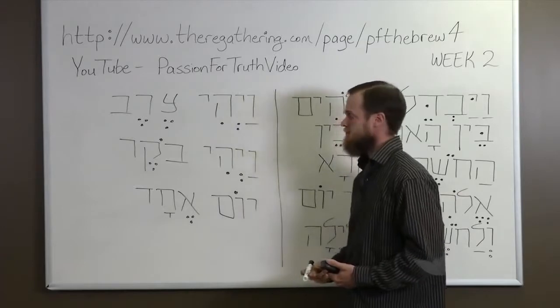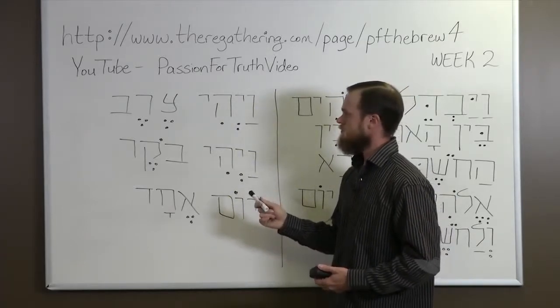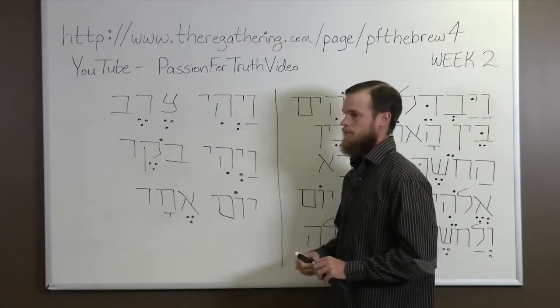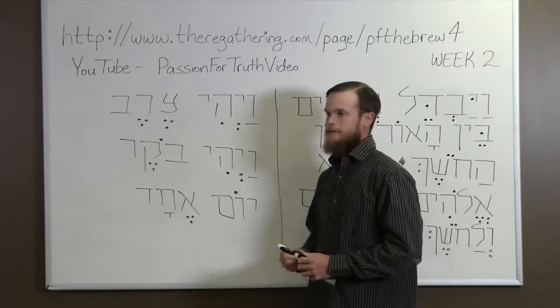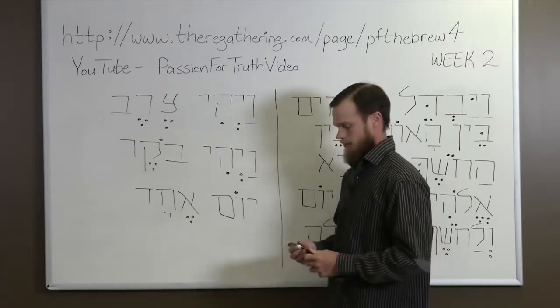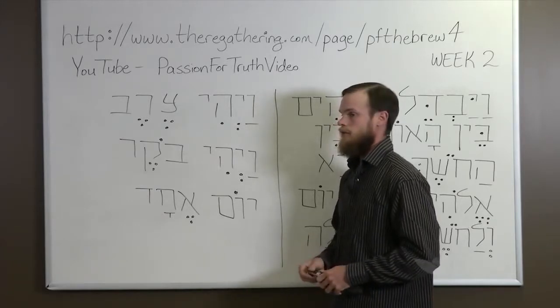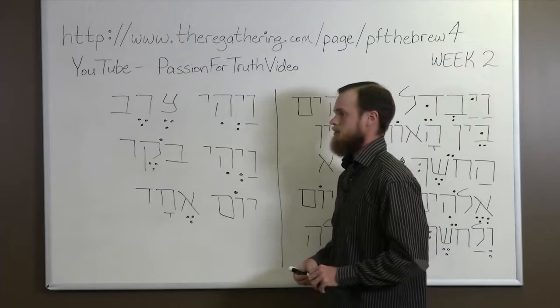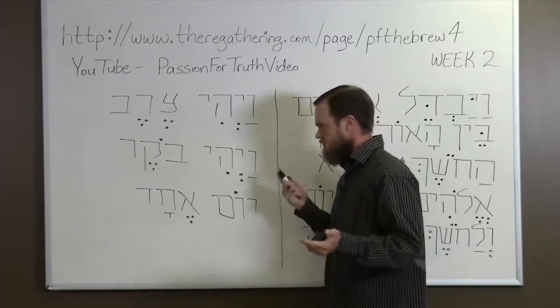After Vayahi, you've got voker instead of voker. So it's a bet instead of a vet. It's still a bet, it just doesn't have a dagesh. Why does it not have a dagesh? It's standing there on its own, not attached to anything. Vayahi. So why no dagesh?